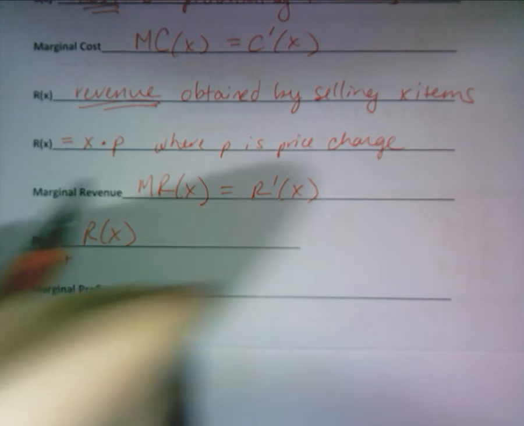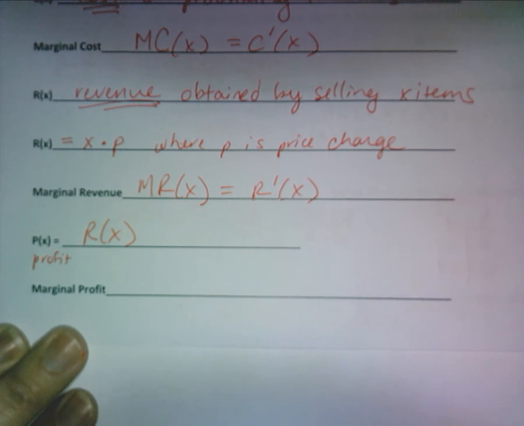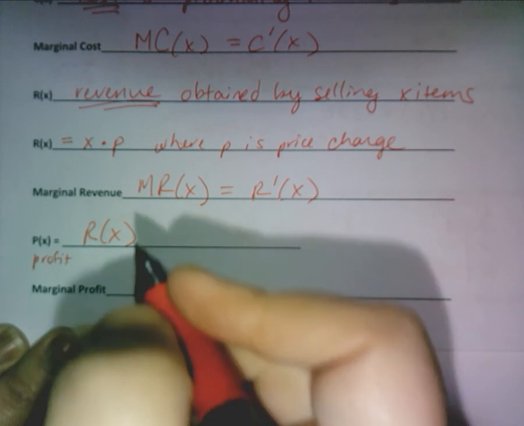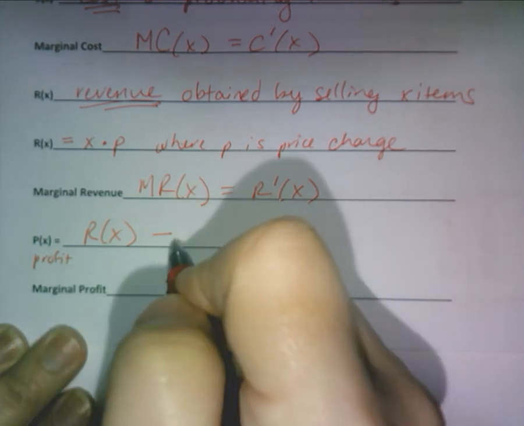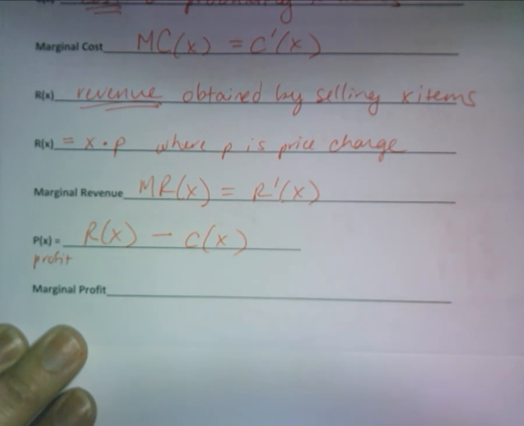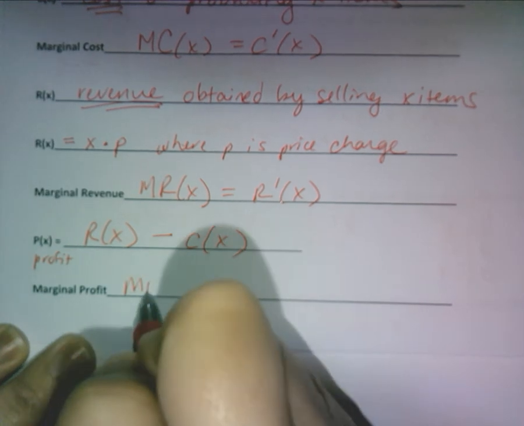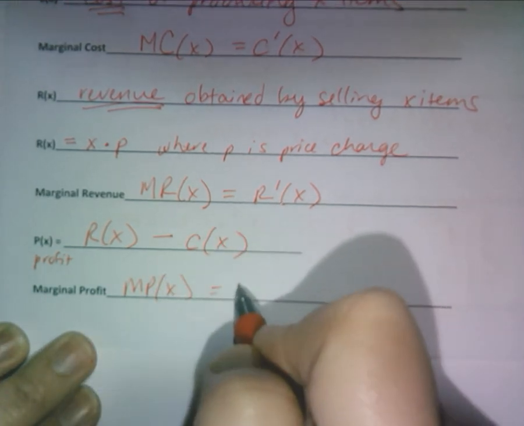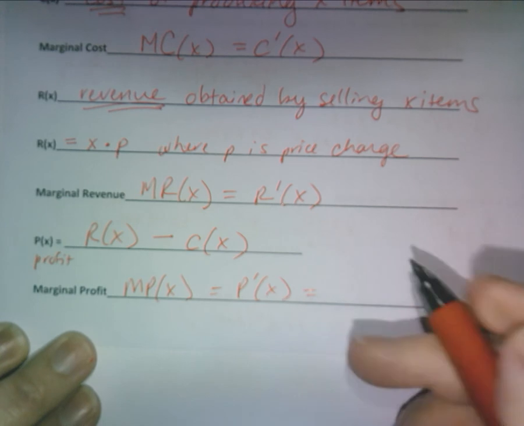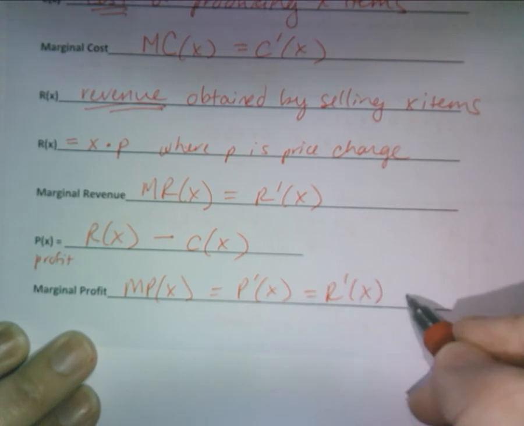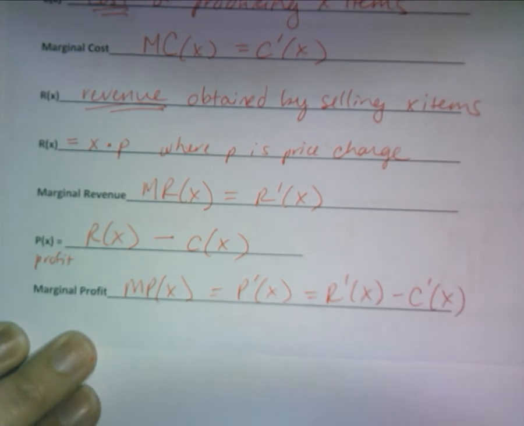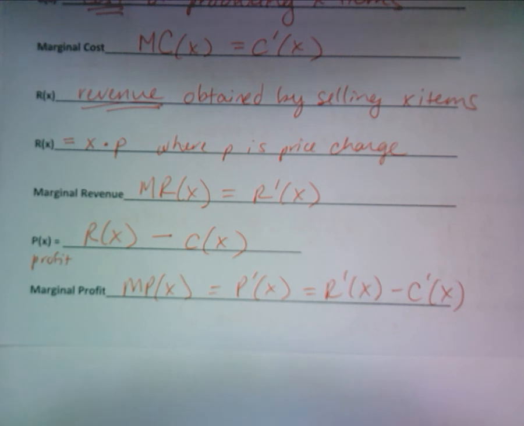But profit is equal to your revenue, how many items you're selling at whatever price. You take away the cost, how much it cost you per item. And then obviously your marginal profit would be, take a wild guess, the derivative of that. So we write marginal profit, which is the derivative of your profit, which is the derivative of revenue minus the derivative of the cost, the rate at which the profit is increasing and decreasing.